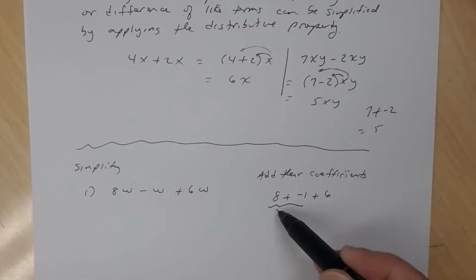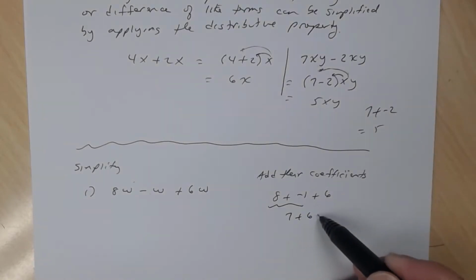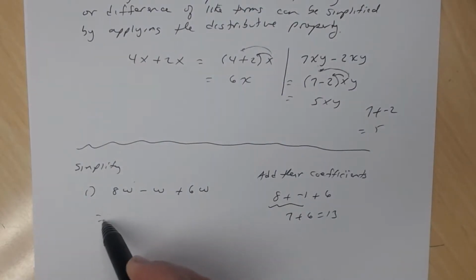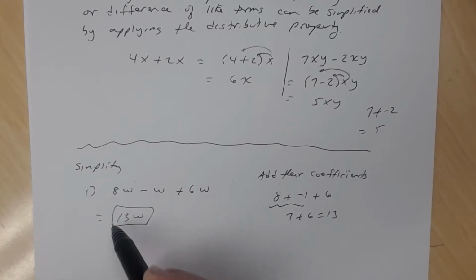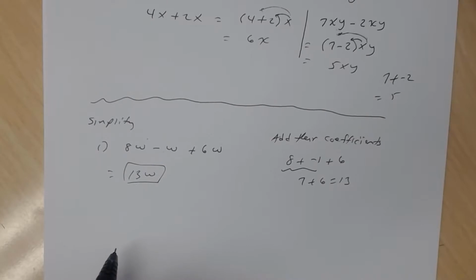And so notice that 8 and negative 1 is 7. 7 plus 6 is 13. So we get 13w. And so there's your answer. So those three terms combined gives you the expression 13w. So altogether I have 13 w's.